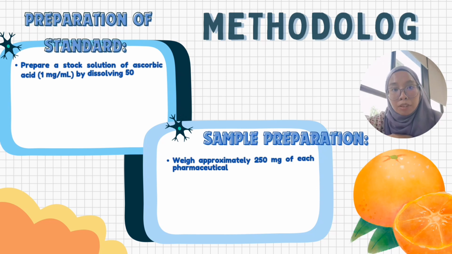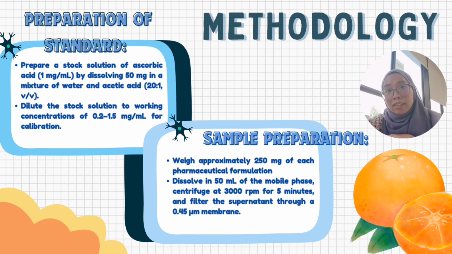As for the experimental design, first we need to prepare the standards. To prepare the standards, we have to prepare a stock solution of ascorbic acid at 1 mg per ml concentration by dissolving 50 mg in a mixture of water and acetic acid with the ratio 2:1 volume over volume. And then we need to dilute the stock solution to working concentrations of 0.2 to 1.5 mg per ml for calibration.